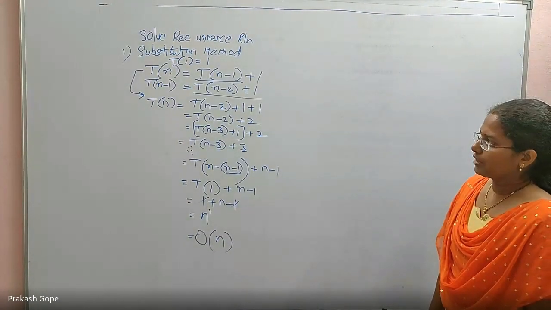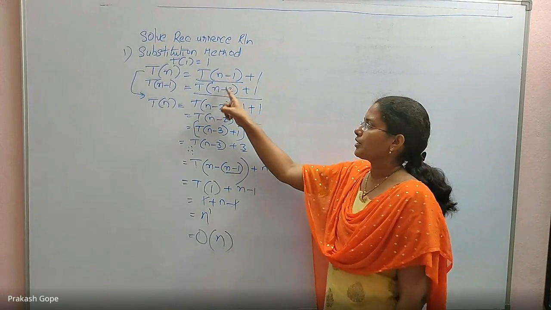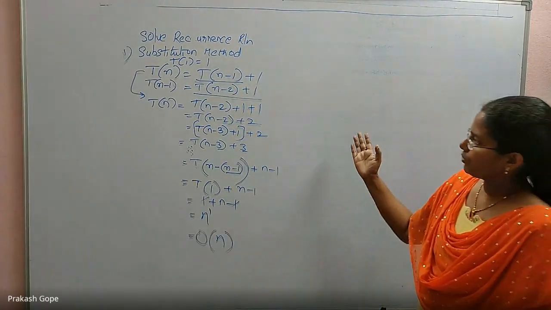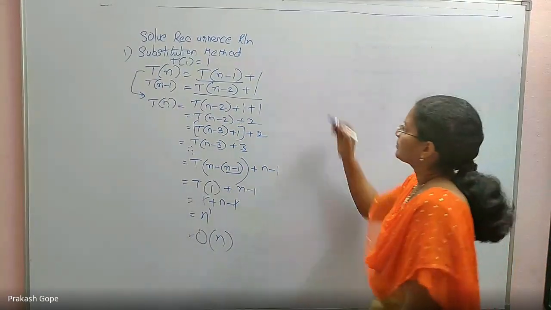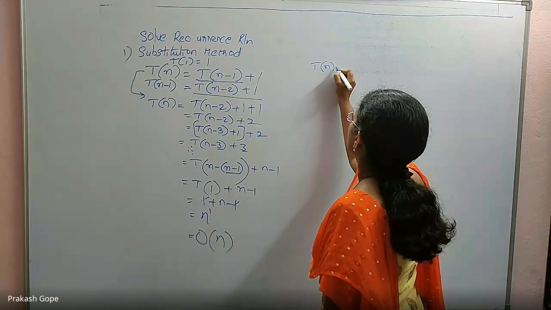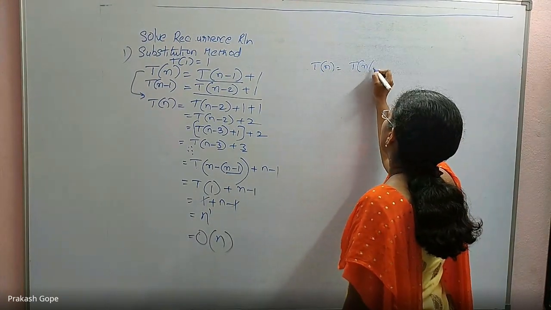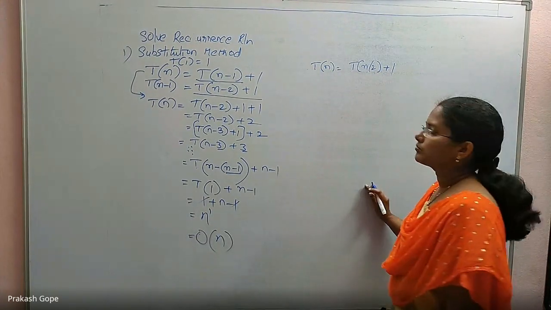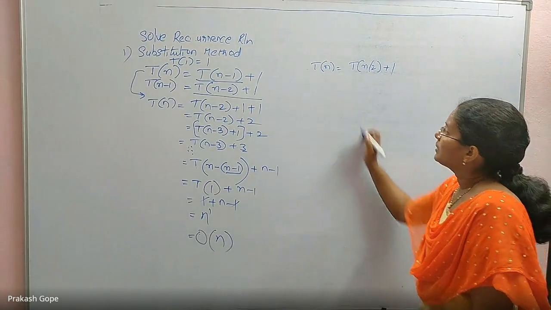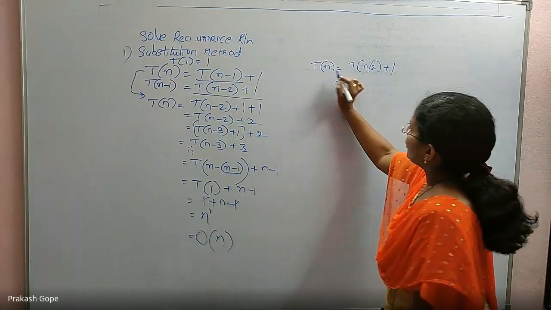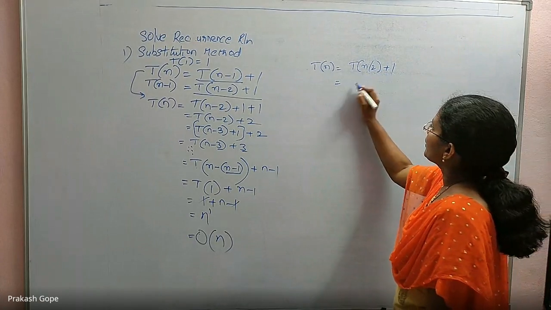So this is a simple one with the decrease, with the minus operation. Now I will do an example with the division operation. T of n is equal to T of n by 2 plus 1. With the division I am performing the same substitution. If T of n is like this, what is T of n by 2?